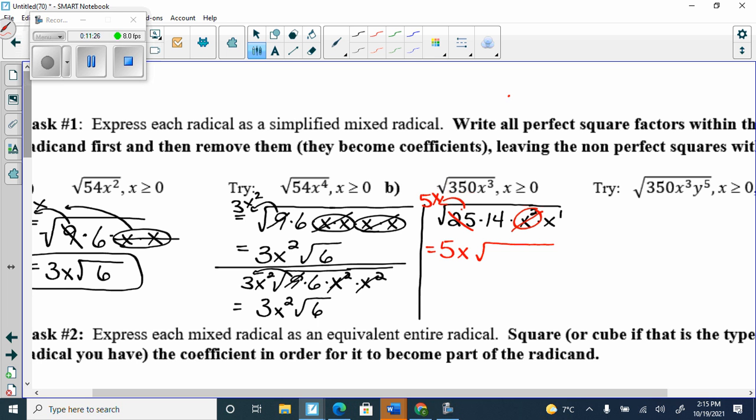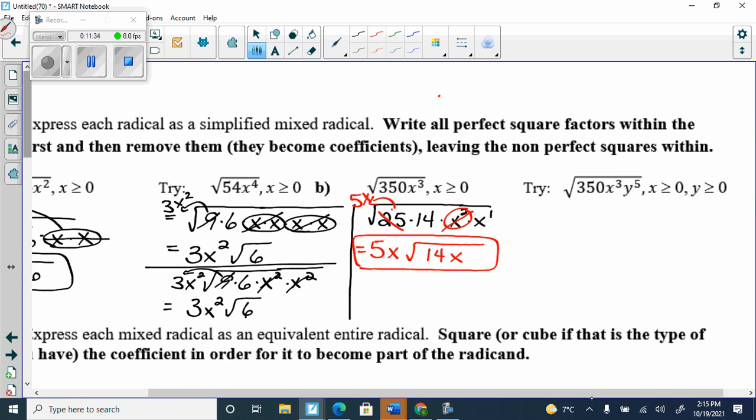Square root, what's left over on the inside? 14. And an x to the 1, or just x? You try this one. So we have to break these up. The 350 breaks into 25 times 14. That hasn't changed. The x cubed breaks down to x squared times x to the 1. The y to the 5 breaks down to what? y squared, y squared, y to the 1.